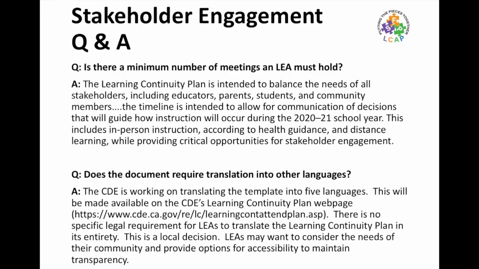The next question is, does the document require translation into other languages? And we know that there is no specific legal requirement for LEAs to translate the learning continuity plan in its entirety. This is a local decision. However, you may want to consider the needs of your community and provide options for accessibility to maintain transparency. Additionally, as stated before, the CDE is working on translating the template into 5 languages, and when they are available, they will be posted on CDE's Learning Continuity Plan webpage.